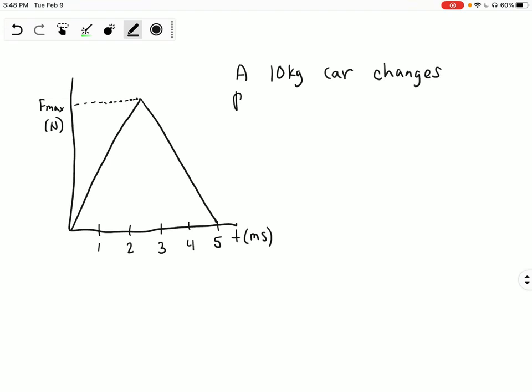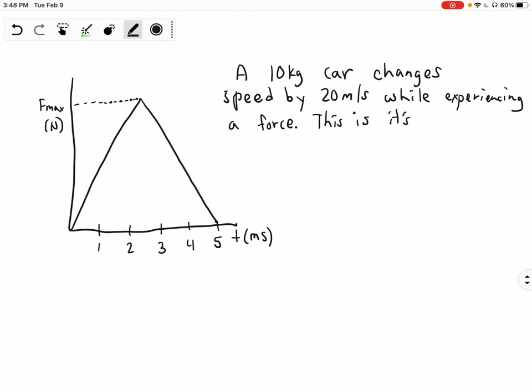Changes speed by 20 meters per second while experiencing a force. This is its graph. What is F max? So this is a kind of question that you might find tricky. It's got a bunch of the things that tend to catch students by surprise.